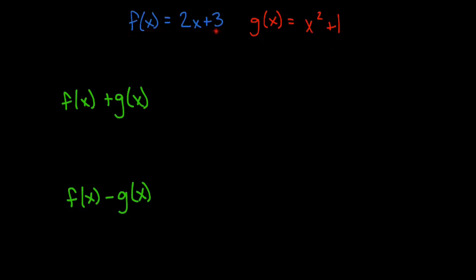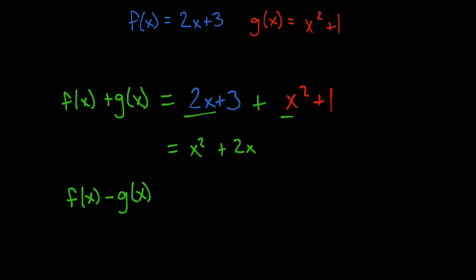So here we have f of x equals 2x plus 3, g of x equals x squared plus 1. The first operation that we're given is f of x plus g of x. So we take f of x, which is 2x plus 3, and we are adding g of x, which is x squared plus 1. And so from there we just look to combine like terms. So we have an x squared with nothing else to add to it. We have plus 2x. And then we can combine plus 3 and plus 1 to get plus 4. So f of x plus g of x is x squared plus 2x plus 4.